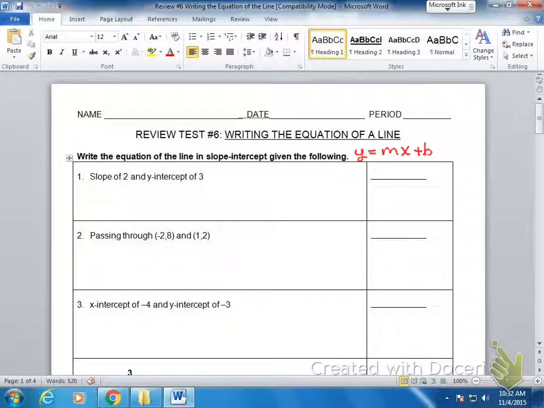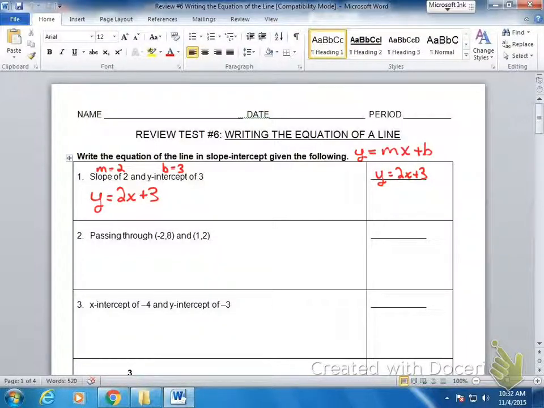It says we got a slope of 2 and a y-intercept of 3. Well, we know that slope is the same as m, so I know m = 2, and y-intercept is the same as b, and it equals 3. So we can just plug those into y = mx + b, and we've got our answer. So it's y = mx, so 2x, plus b, so plus 3. So over here in our answer, we have y = 2x + 3. That's a pretty quick and easy one, guys. There will be one like that on the test, so you should not mess that one up.